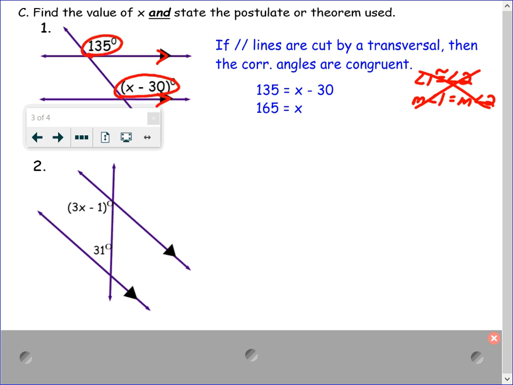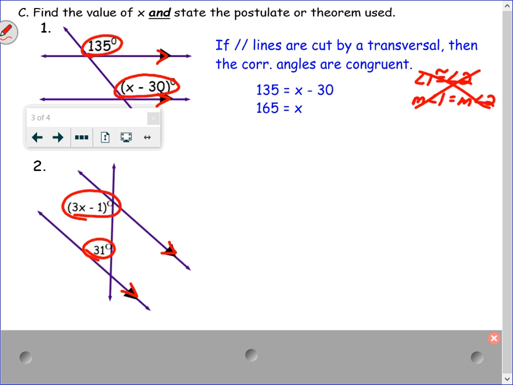Number 2. Wow, my pictures are huge. Okay, so number 2, again, what did they give us? They gave us parallel lines. So we already know if parallel lines are cut by a transversal, then, so now you have to decide the angles they gave us, are they corresponding, alternate interior, alternate exterior, or consecutive interior?